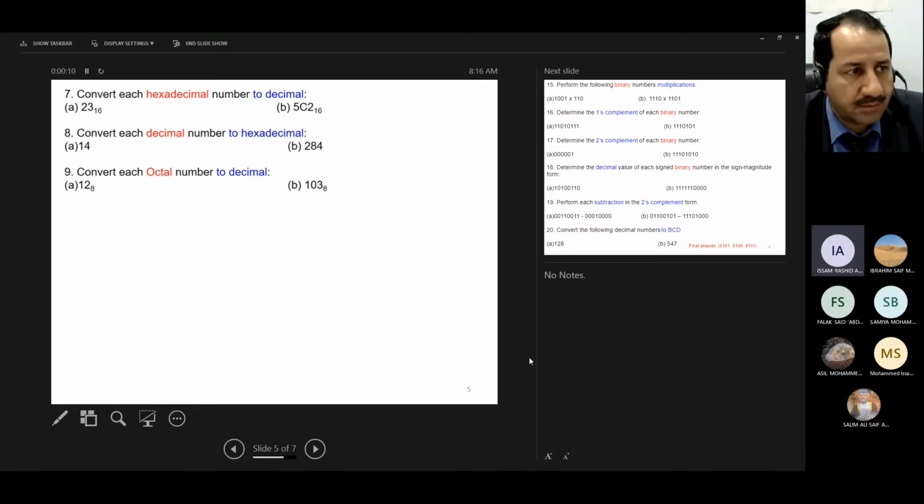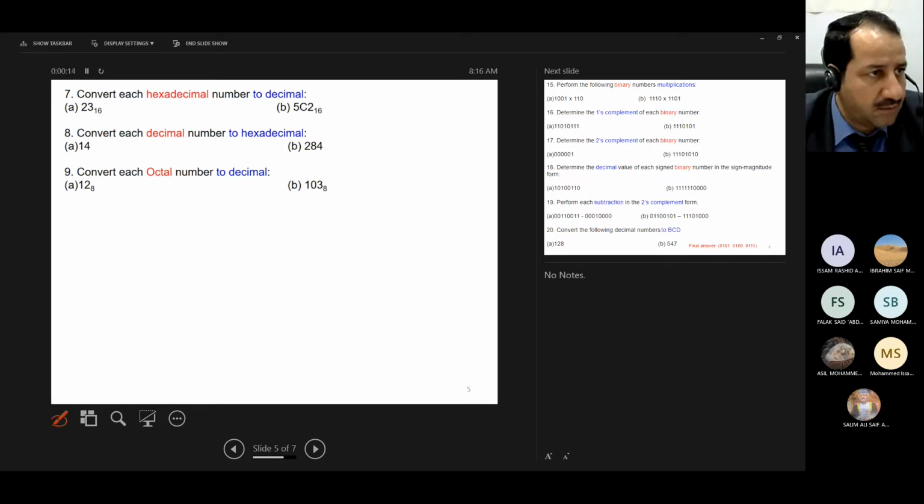Doctor, the first part will be 35. Okay, let's work together on this. So he told me 16, it means 3 times 16 raised to power 0 plus 2 times 16 raised to power 1, which, as you said, I expect it to be 35.